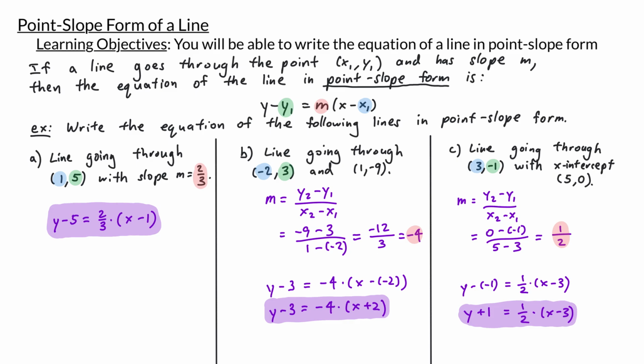So in this video, we learned how to write down the equation of a line in point-slope form. And all we need is a point that's on our line and the slope of the line. In our next video, we'll talk about another way to write down the equation of a line. We'll talk about the slope-intercept form.